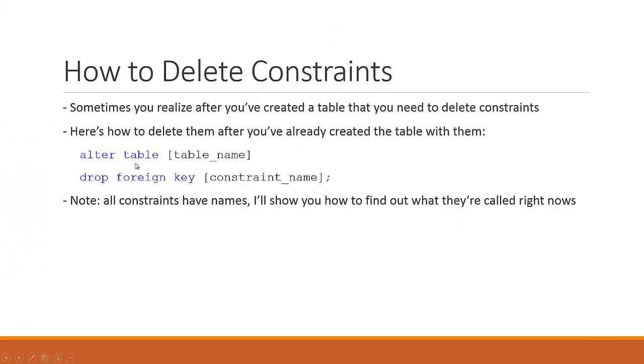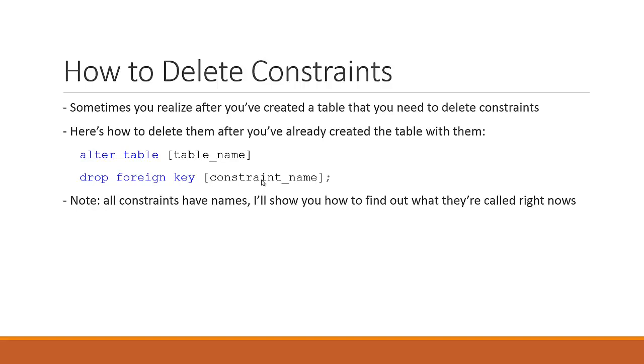Okay, moving on. So you can say ALTER TABLE, table name, DROP FOREIGN KEY, and then give it the name of the constraint. All constraints have names, and I'm going to show you how to find out what the names of constraints are, because in the case that I showed you before, you'll know what the name of the constraint is because you chose it.